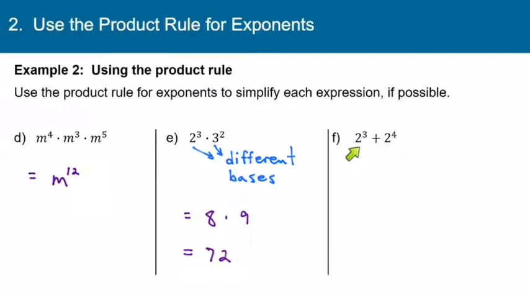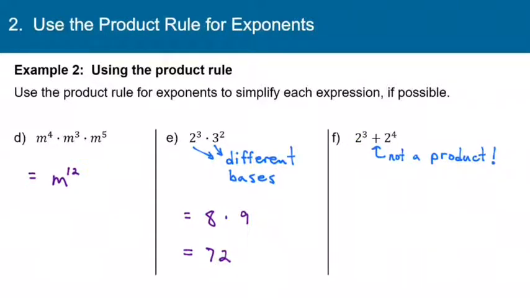Now here on part F, we have 2 to the 3rd plus 2 to the 4th. In this case, the bases are both 2, but we still can't use the product rule because remember, product means multiplication, and this is not a product, this is a sum because of the plus sign. So this is another case where we cannot use the product rule. So in this case, we'll just have to work out the exponents and add the two numbers together.